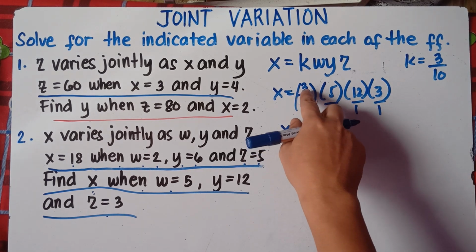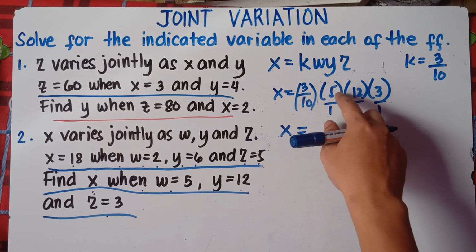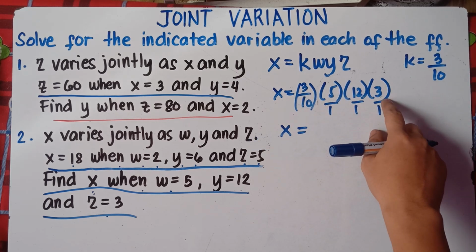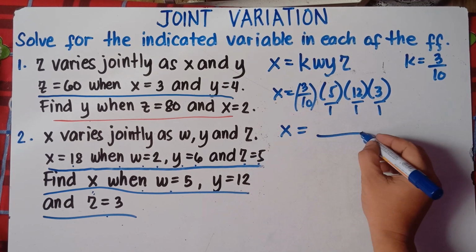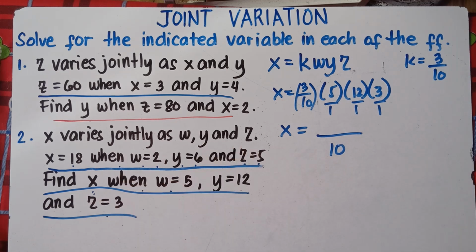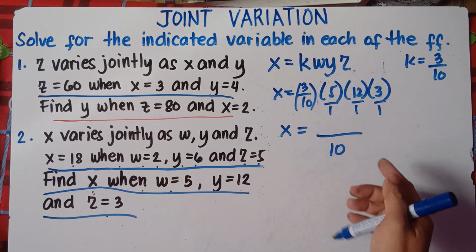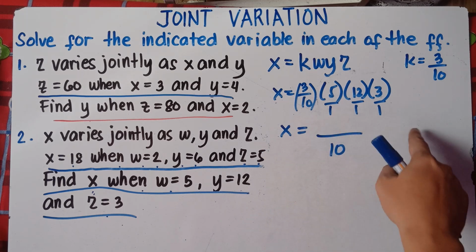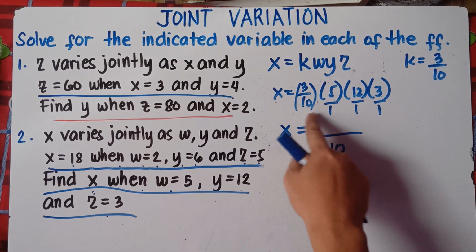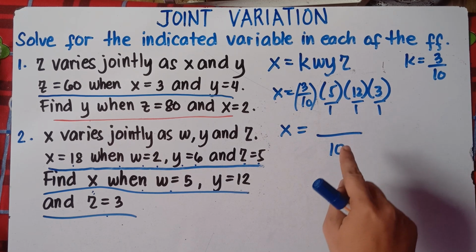So you can multiply the numerator, class. 3 times 5 times 12 times 3. Then multiply the denominator, 10 times 1 times 1 times 1. Of course, the denominator is 10. So we do have 2 solutions, class, but don't worry. We will be explaining the 2 solutions. So first, you can multiply the numerator and then multiply the denominator. So the denominator, 10 times 1 times 1 times 1, would be 10.